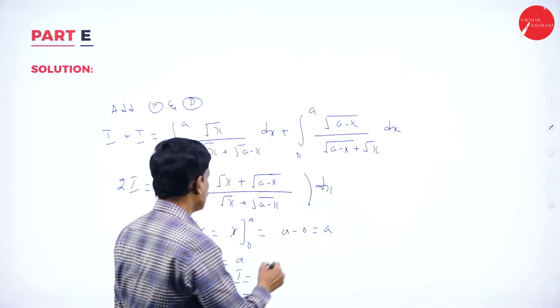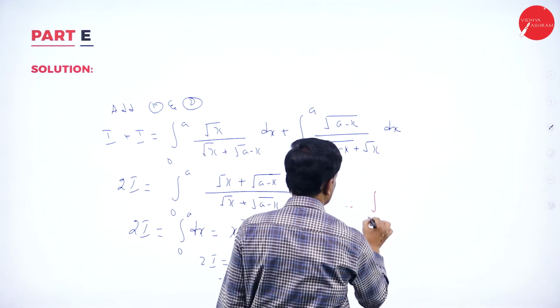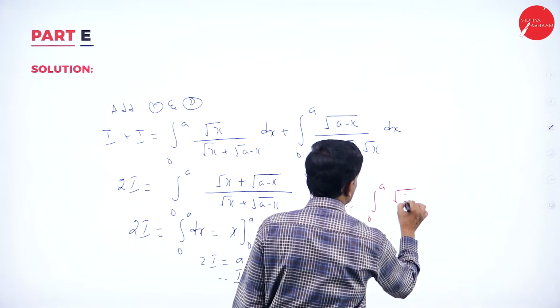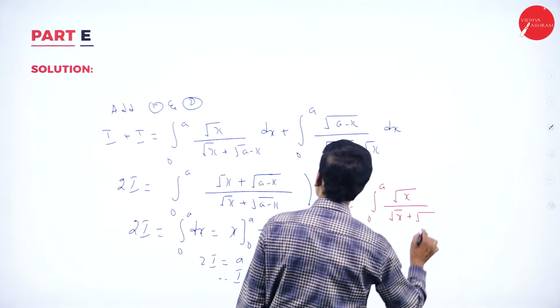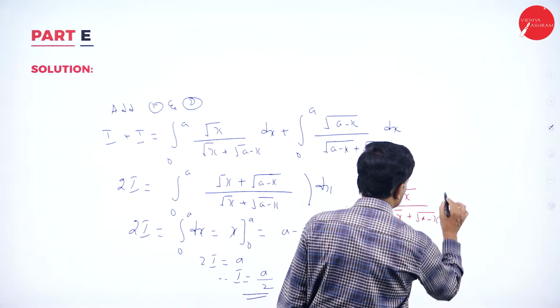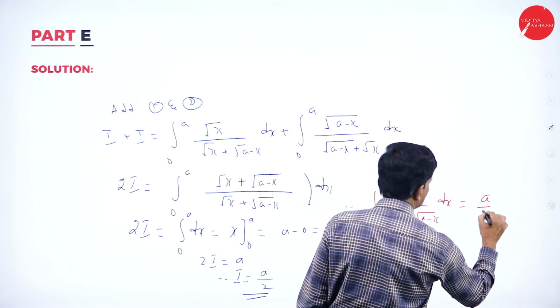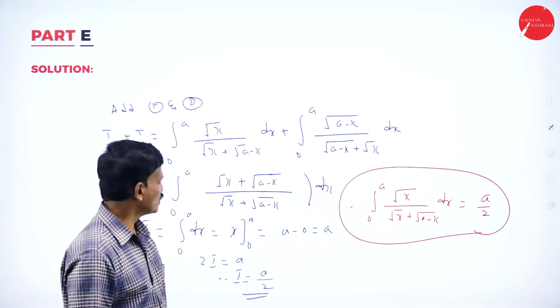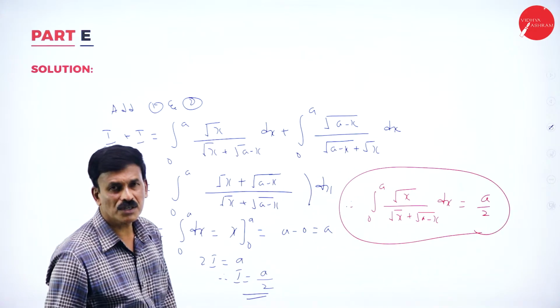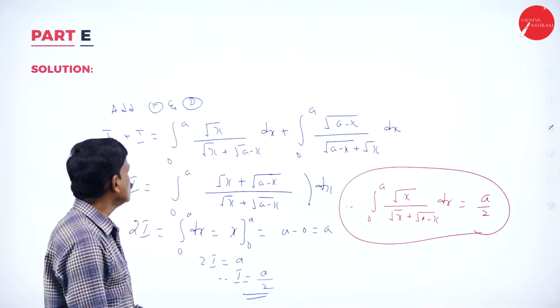Now, to conclude, what is I? Therefore the integral from 0 to a of root of x divided by root of x plus root of a minus x dx is equal to a by 2. This is the answer. So what is the answer? The required answer is a by 2, very simple.